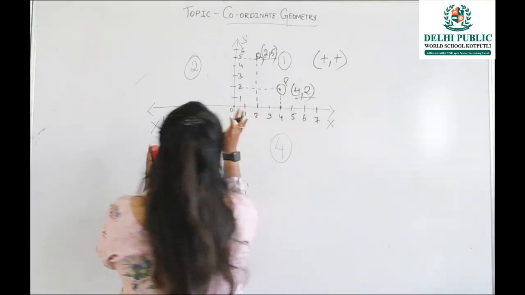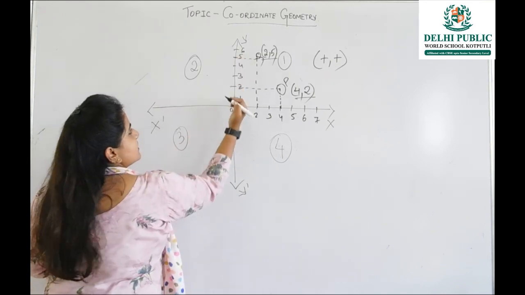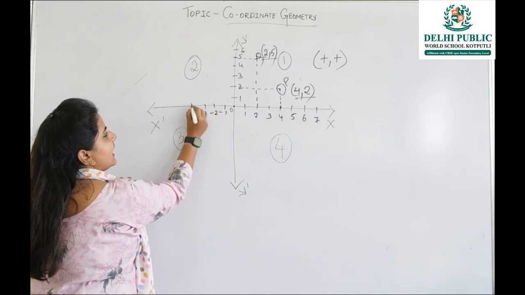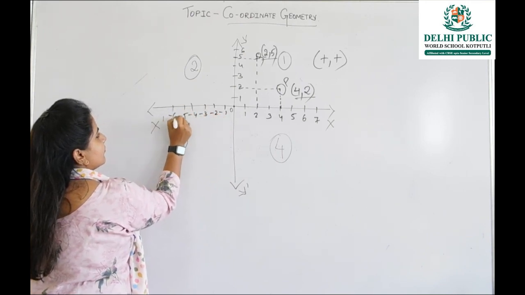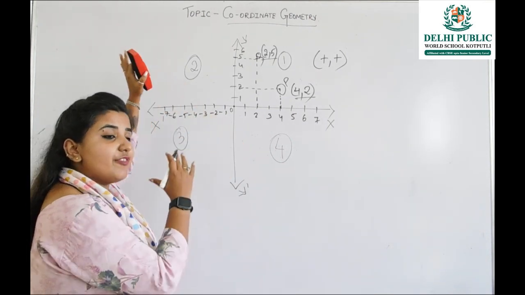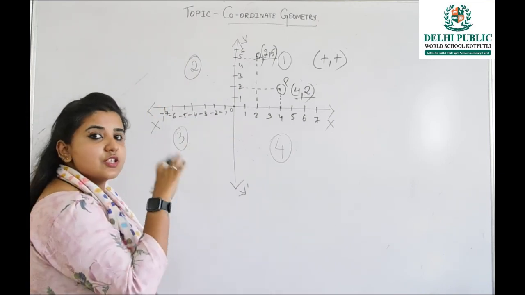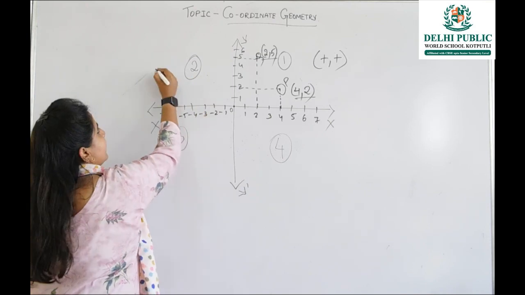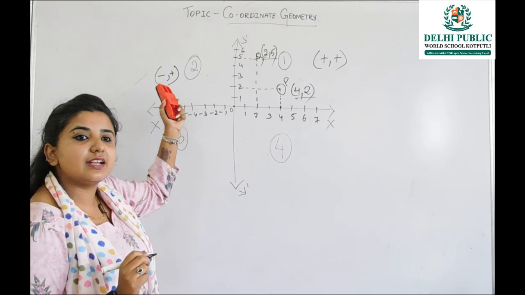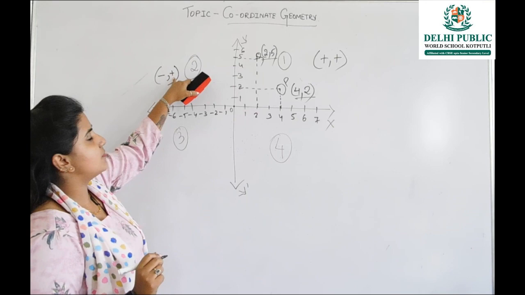Now coming to the second quadrant. When you come to the second quadrant, what will happen? This is the positive y-axis component, but here the x-axis component is negative. While naming a point, first we write the x-axis component and then the y-axis component. So in the second quadrant, it will be (minus, plus). This is the form of the second quadrant because the x-axis component is negative and the y-axis is positive.